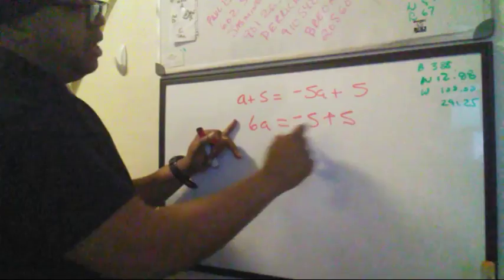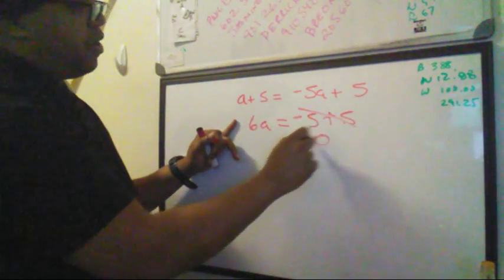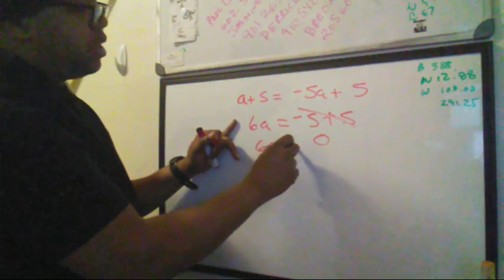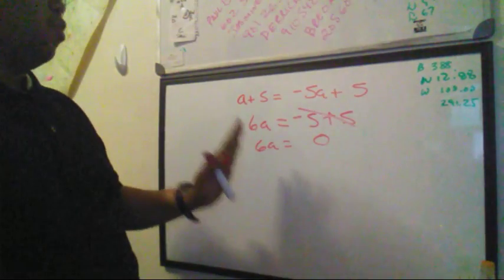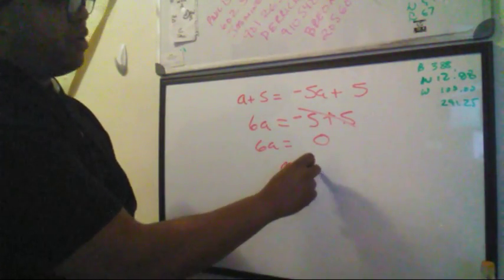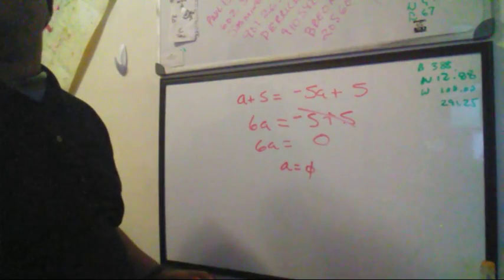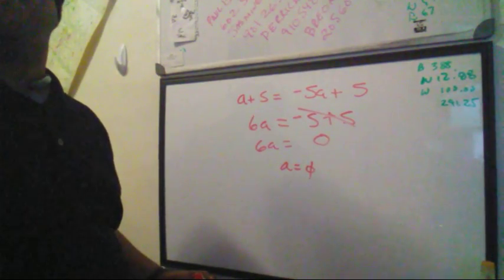And so this actually is going to be zero, which means 6a is equal to 0. So there's only one thing that can be multiplied by 6 to give us 0. And that would mean that a equals 0, guys. All right, so that is the question. Keep the questions coming.